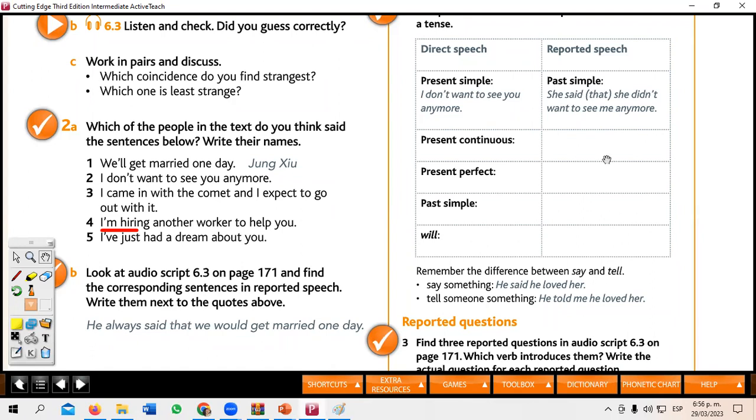All right? So let's look at the chart. I will give you some minutes to do it alone, and then we will check it all together.